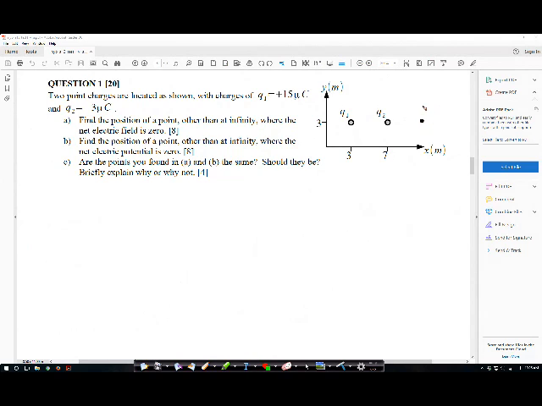So we found the electric field is equal to 0 over here at x is equal to 10.2 meters. Okay, so the next question was to find the position of a point other than at infinity where the net electric potential is 0. And then part C, we already talked about a bit. Should it be in the same place? So hopefully, I'll just introduce a new page here.